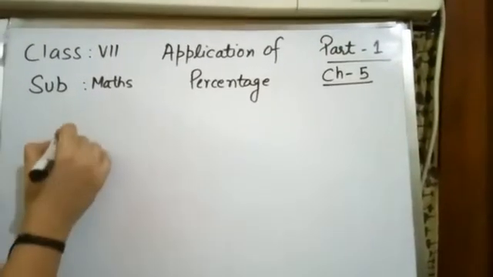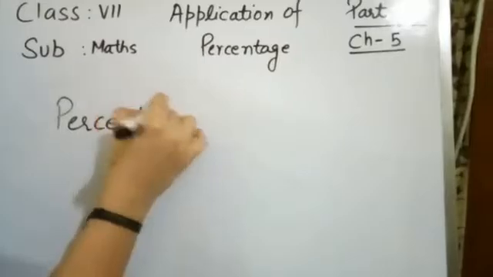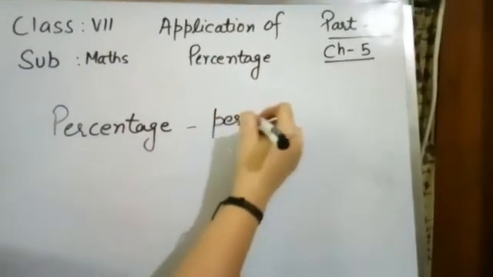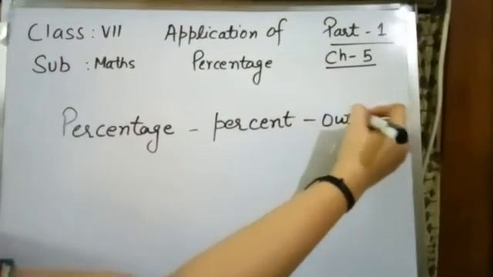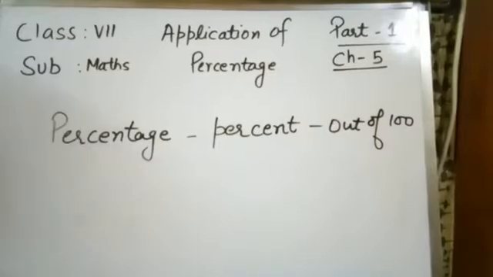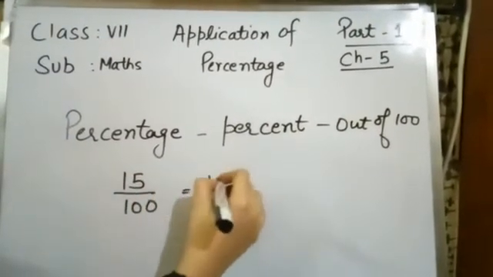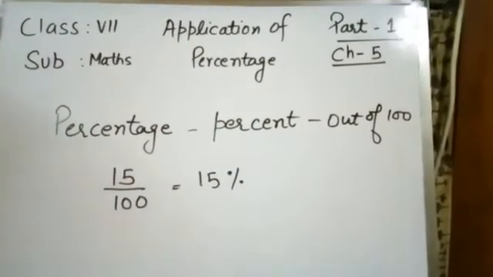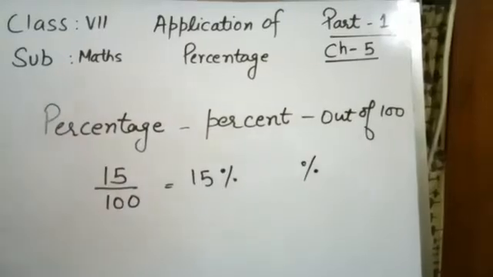Now, first of all, what is percentage? Do you remember the percentage you have studied in class 6? Percentage, percent. Per means out of, cent means 100. A fraction with denominator 100 is called percent. 15 upon 100 is 15%. The symbol which we use for percentage is this, the symbol we use to indicate the percent.